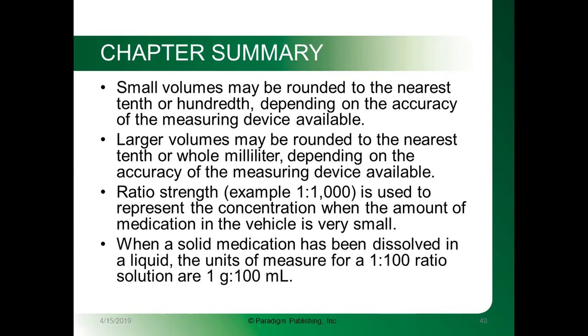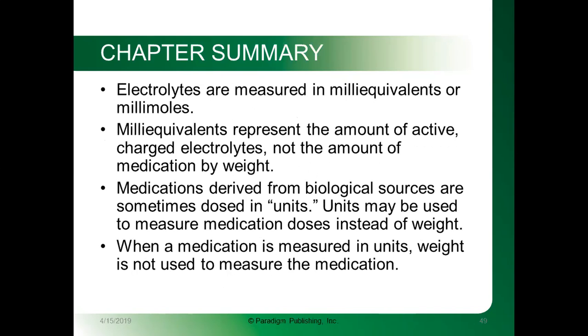Ratio strength examples: 1 to 1,000 is used to represent the concentration when the amount of medication in the vehicle is very small. When a solid medication has been dissolved in a liquid, the units of measure for 1 to 100 ratio solutions are 1 gram to 100 milliliters. Electrolytes are measured in milliequivalents or millimoles. Milliequivalents represent the amount of active charged electrons, not the amount of medication by weight.